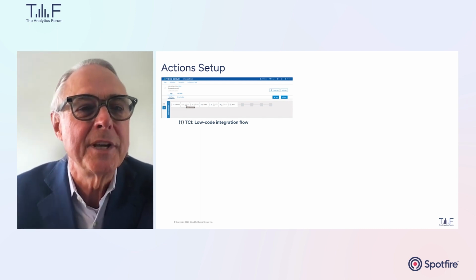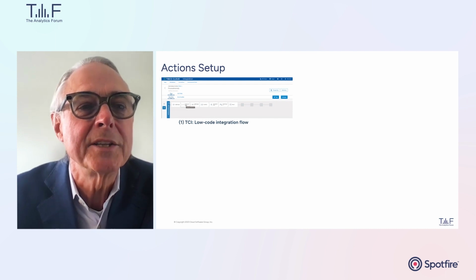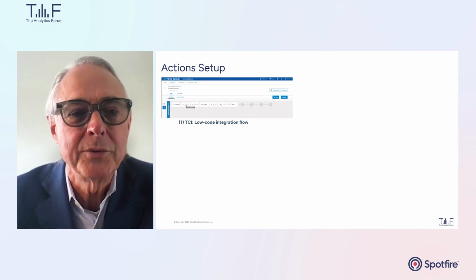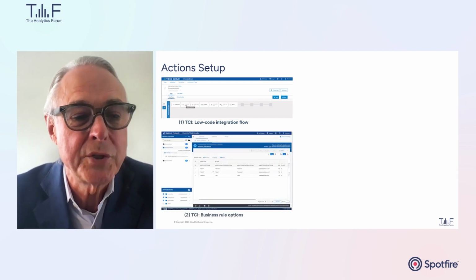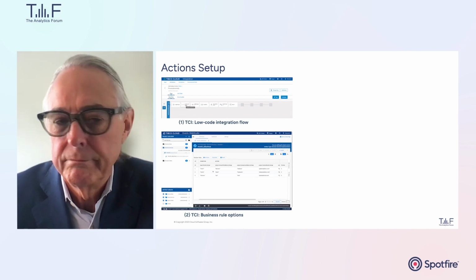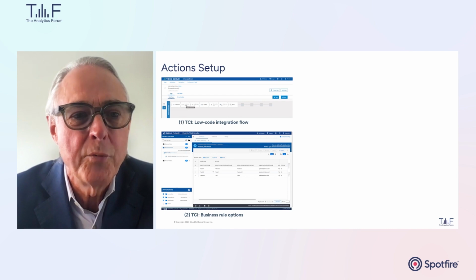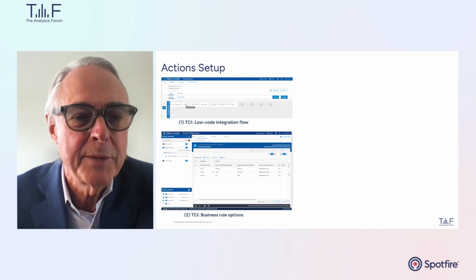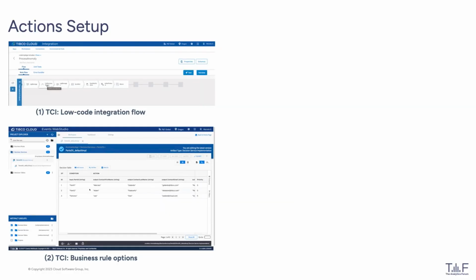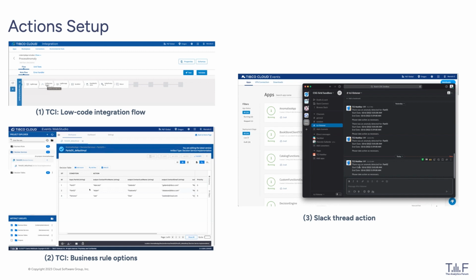So in this case, I've set up this integration flow that includes things like starting a Slack thread or sending someone an email or writing to a database. And then I also configure some business rules about when to do that. So what are the triggers that would result in that low-code integration flow being enacted on the data at hand inside of Spotfire? So that can be configured as well. And then finally, what that's going to look like, in this case, a Slack thread action. Start a Slack thread notifying a group of what's happening in the Spotfire analysis on the certain data that's being analyzed. And so from all of that setup, you can then quickly take an action inside of Spotfire.